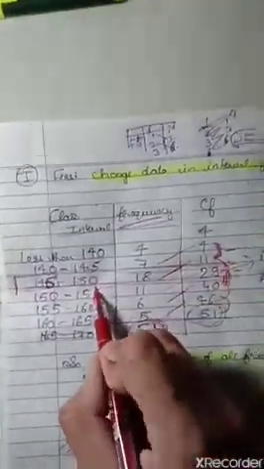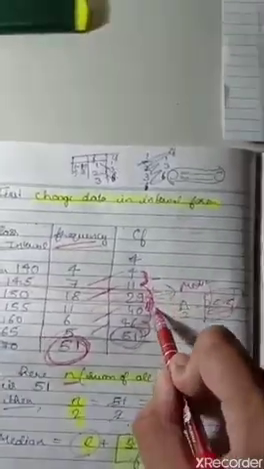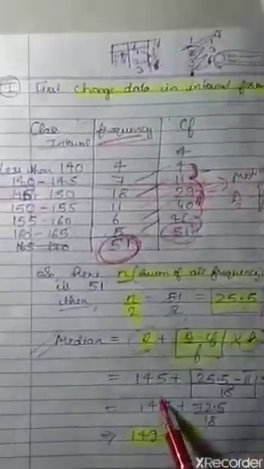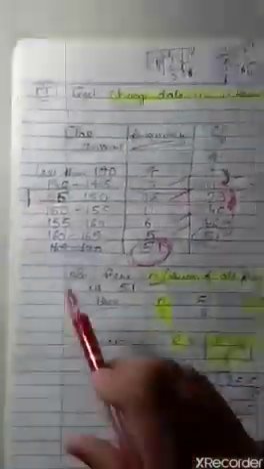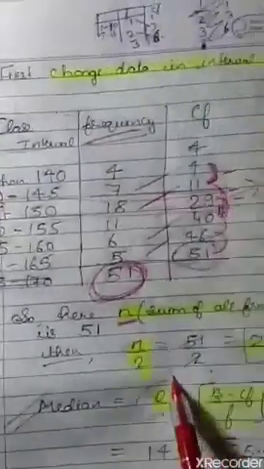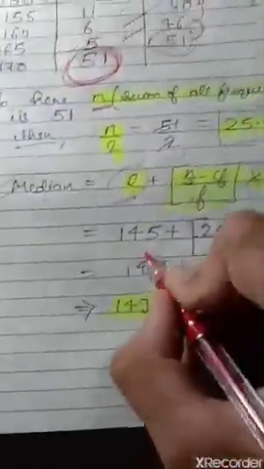And how have we selected it? N by 2, 25.5, it lies between 11 to 29. 29 is the greatest number, so we have taken it as the median class. Now we have taken L as 145. Then we have L plus N by 2. N by 2 we have found, that was 25.5.